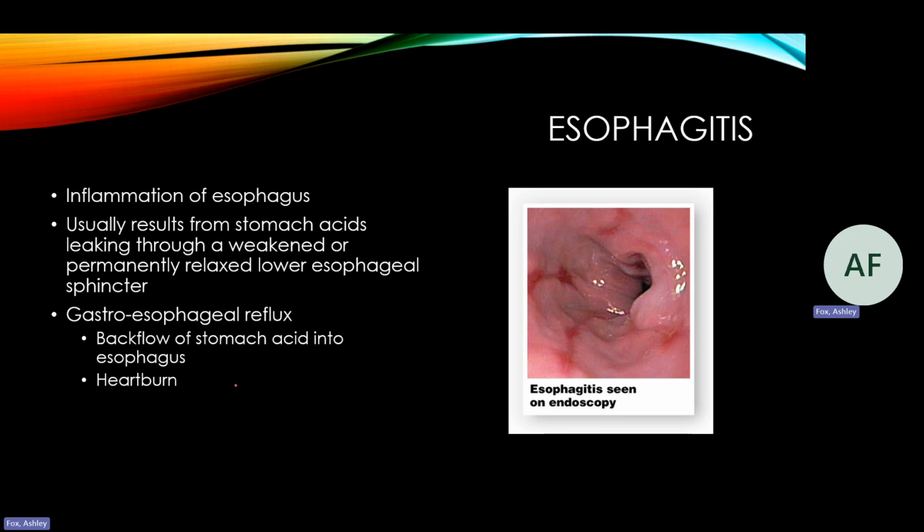So it's reflux, it's stomach acid going into the esophagus. That's heartburn. But if you have it continuously, where you have a weak or leaky sphincter that doesn't close all the way, then you can have issues where you get inflammation, and you get ulcers and damage to the esophagus.